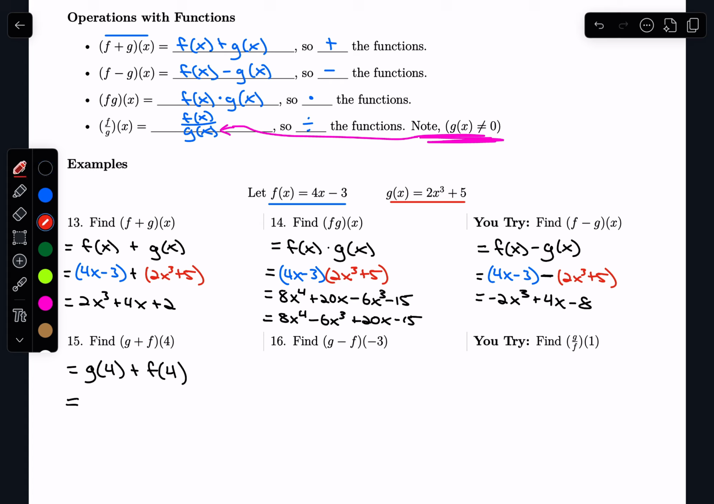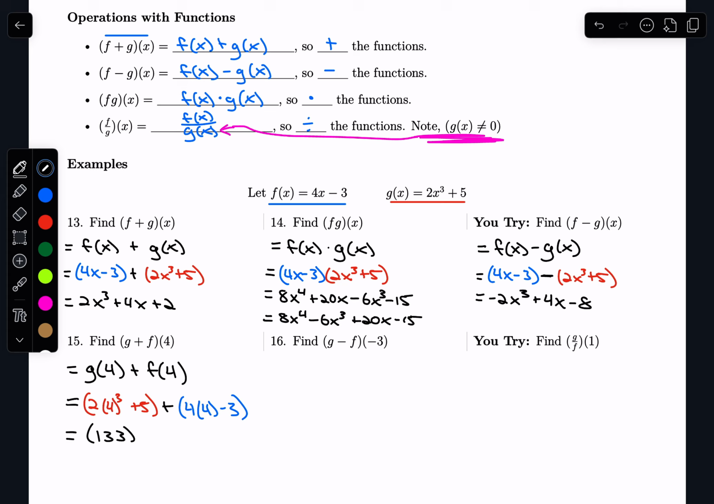So we are going to have 2 times 4 cubed plus 5, where all I did was replace the x in the x cubed with a 4. And then we're going to add to that our f function with 4 plugged in. So that's 4 times 4 minus 3, where again, I just replaced the x with a 4. We do some simplification here. 4 cubed is actually kind of a big number. That's 64. And 64 times 2 is going to be 128, plus 5 is going to be 133.